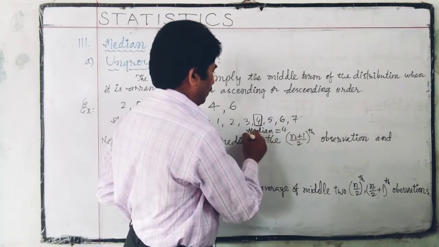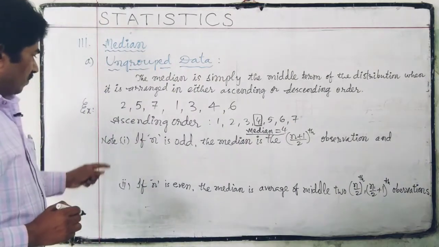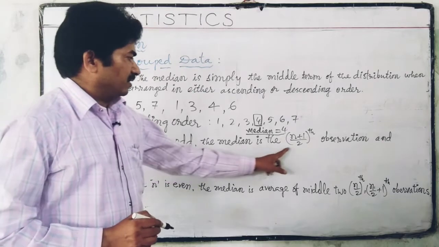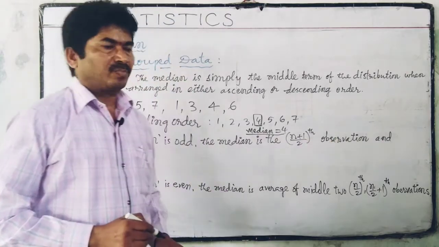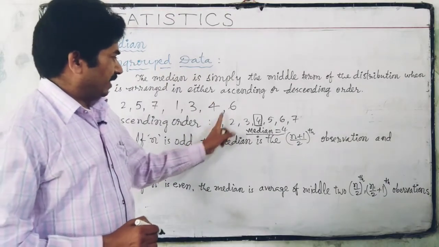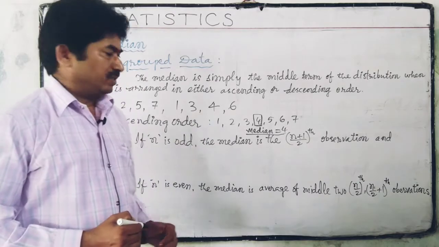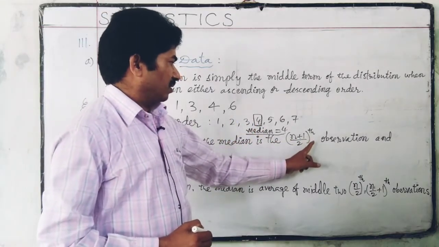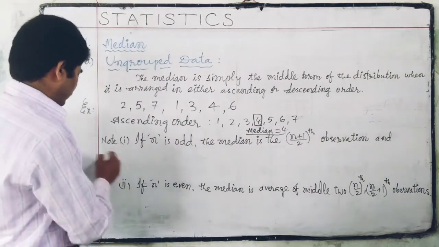Median is 4. Note, if n is odd, the median is the (n plus 1) by 2 observation, like this. Here we have an odd number of observations. That's why exactly the middle one, the (n plus 1) by 2 observation, is the median. So, one more example.